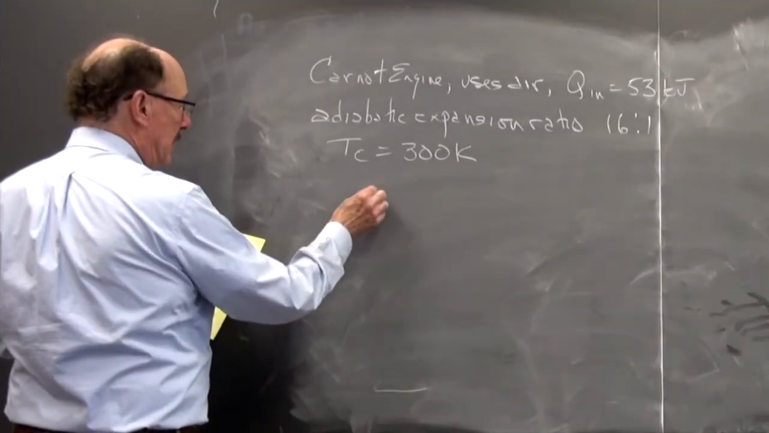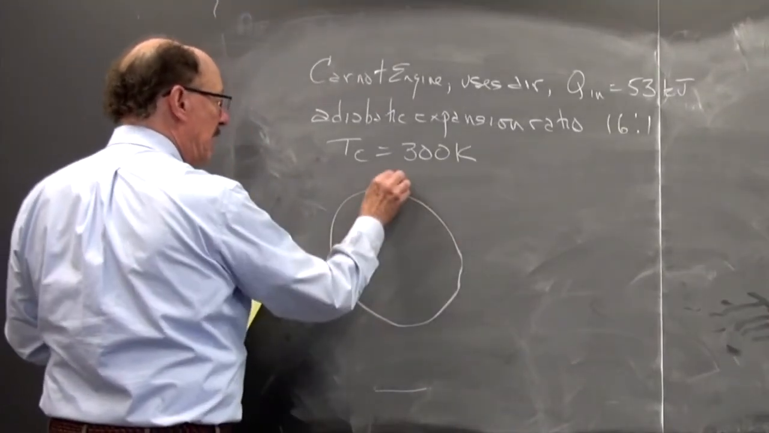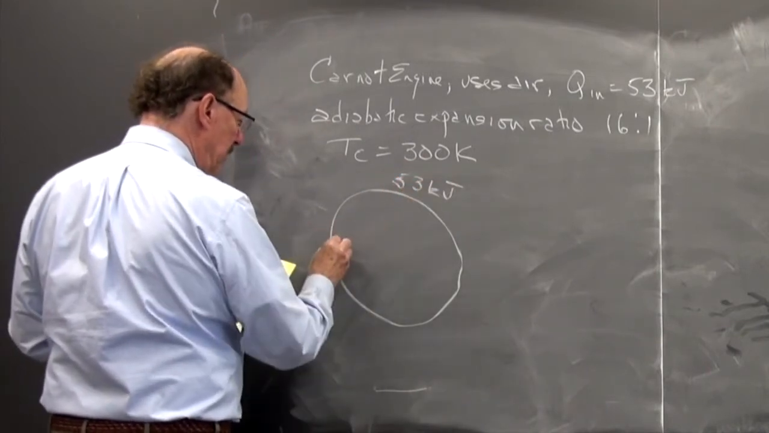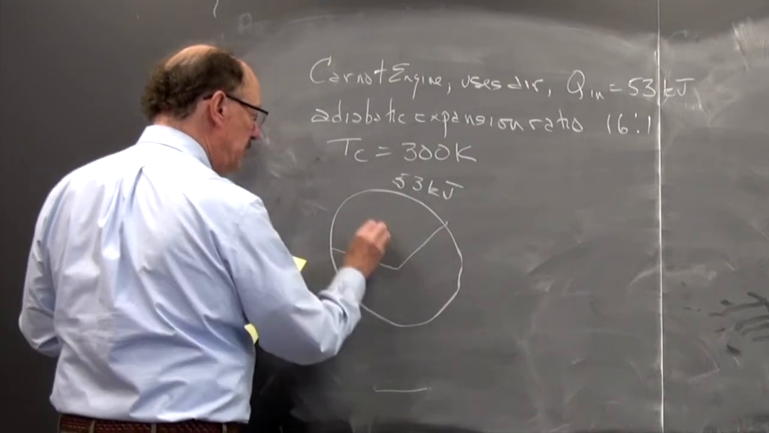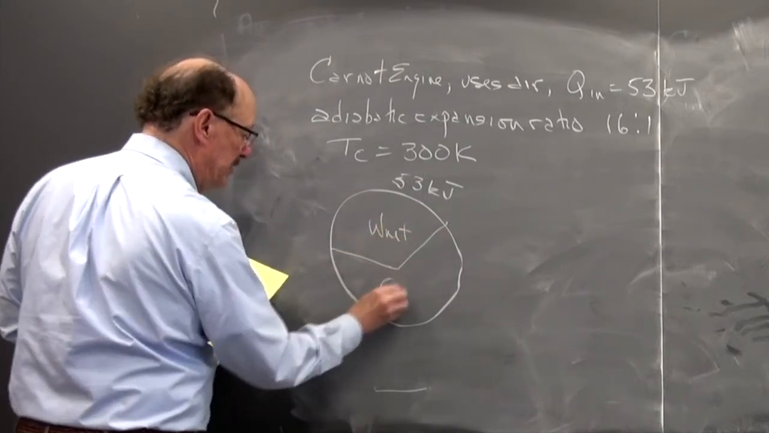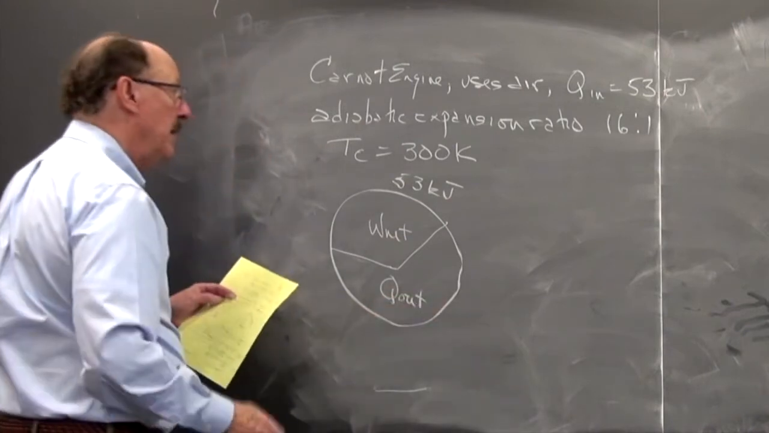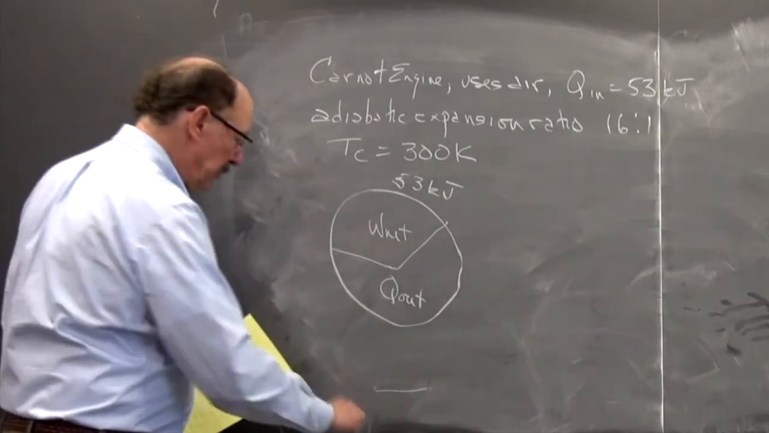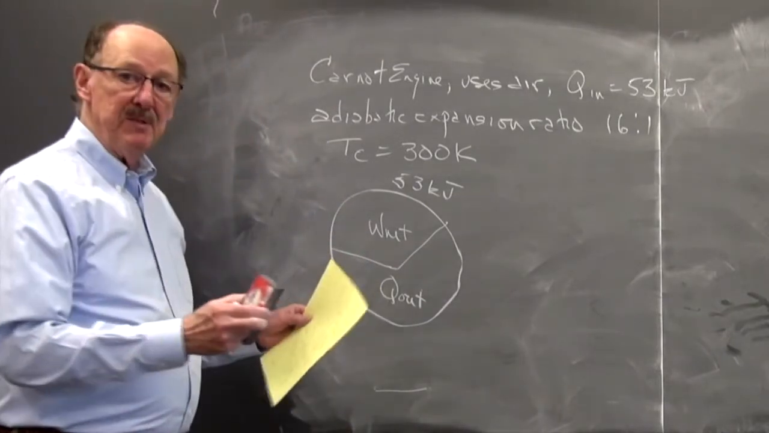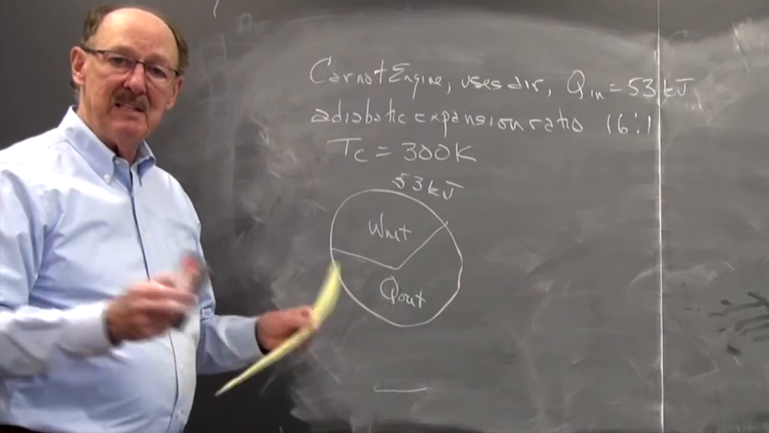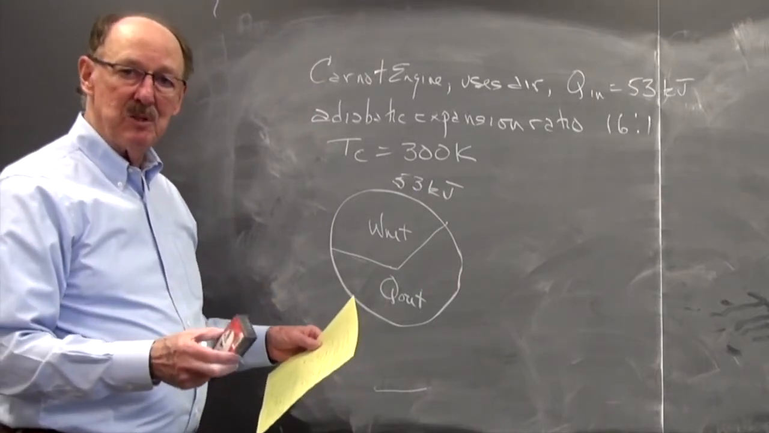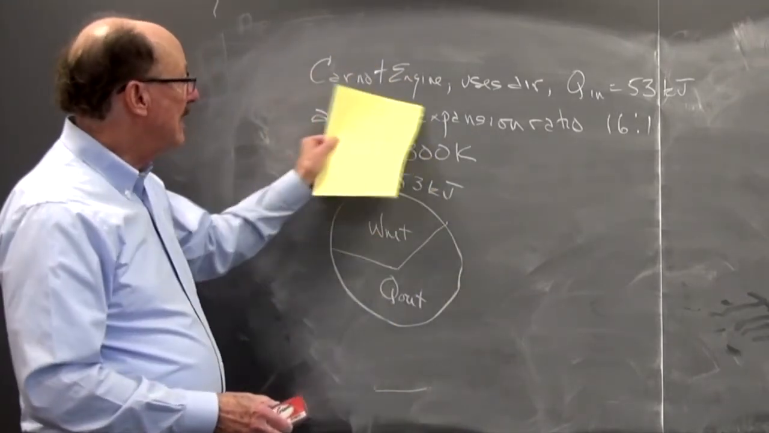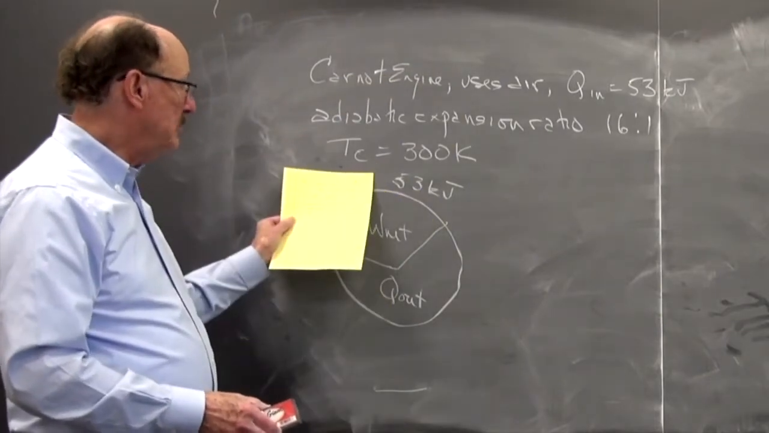If I were to think about this, this entirety represents 53 kilojoules. Some of it, and I don't know what part, is going to be W net, and the rest is going to be Q out. And I want to find the thermal efficiency, W net, and Q out. So I want to find everything. When I'm able to find the temperature, typically the problem becomes quite simple. So let's see what we know so far. I know Q in, and I know TC.